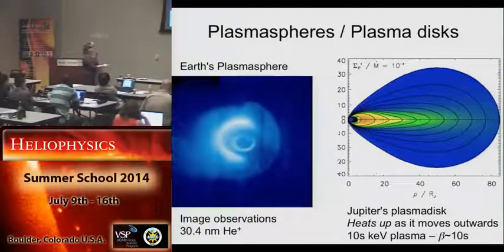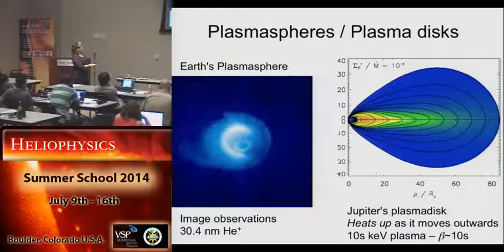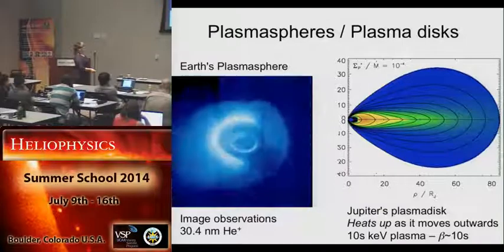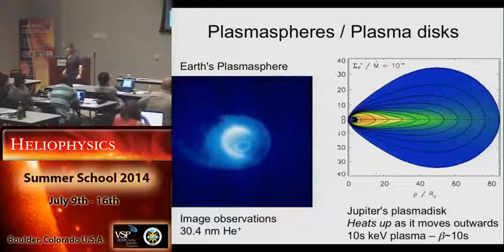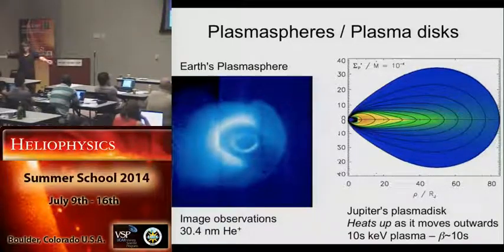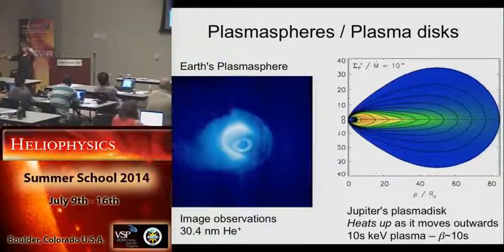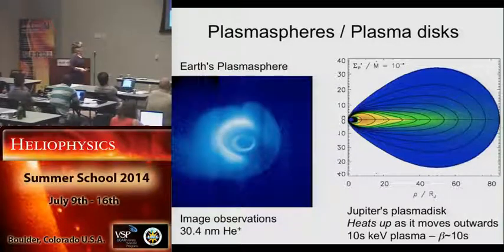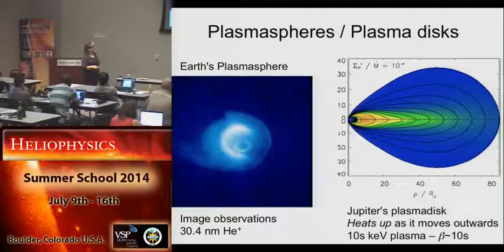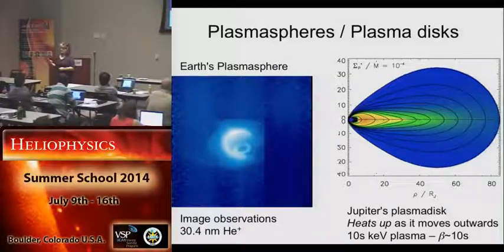Out at Jupiter, we have a large disk of plasma that is material moving away from Io outwards over periods of tens of days, and as it goes out, it heats up. Now, wait a minute, you may be saying, okay, but you're expanding from a small volume into a larger volume. Most gases cool off as they expand, right, into a larger volume. But in this case, the plasma heats up, and it moves from a few 100 eV up to tens of keV, and so the beta actually becomes much greater than 1, tens to 100.